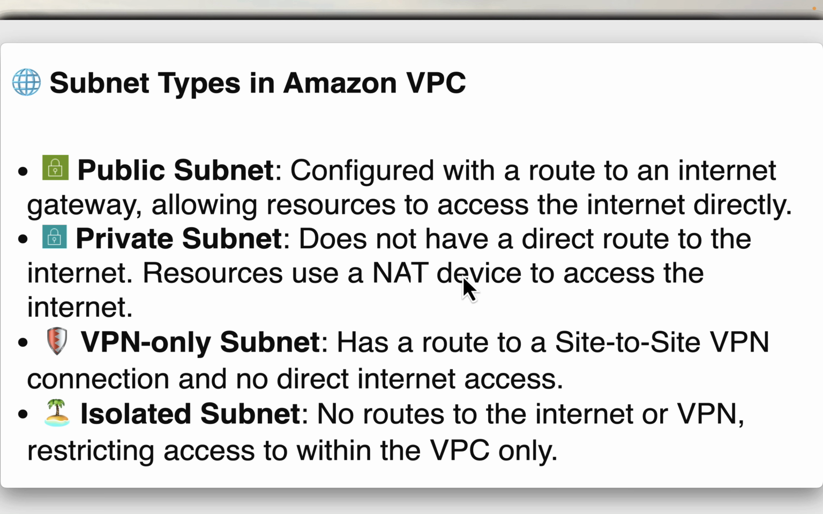So there are four types. Public, you have a direct route to the internet through an internet gateway. Private, it's only through the NAT gateway or a NAT device. VPN only is only for a corporate data center, like a VPC subnet to a corporate data center. And isolated has no connection to the internet or VPN, so there is no NAT device or NAT gateway involved. It's just by itself, and it can only communicate with other subnets in the same VPC, but it cannot go out of the network.